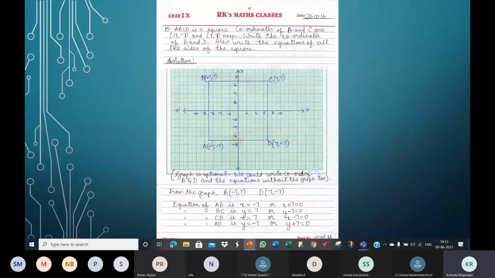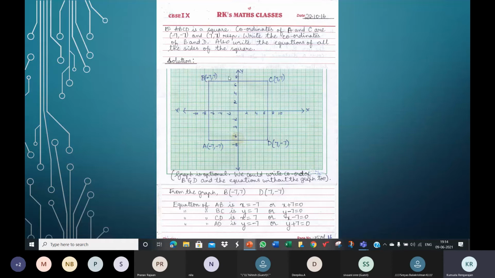If a line segment or a line is parallel to the y-axis, its equation will be like x is equal to a. Now the value of a will be positive if the line or the line segment lies to the right of the y-axis. Right side positive, left side negative. Now this is on the left side, so x is equal to minus 7. X is equal to minus 7 is the equation of the line segment AB, which can be written as x plus 7 is equal to 0 in the standard form.